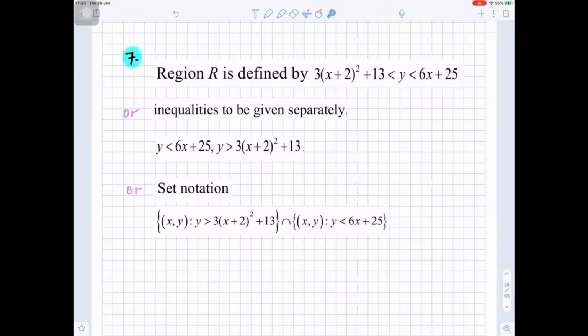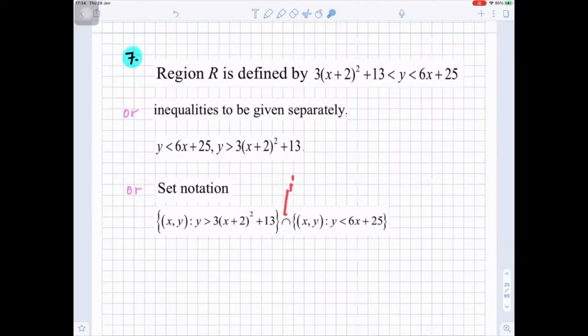Or you can do the inequalities separately. You don't have to put them together. You can do it separately. Y is less than 6x plus 12, that one I showed you, which is below the line. And y is greater than 3 bracket x plus 2 all squared plus 13, the one which is above that curve. Or you can give it in set notation: x, y, such that y is greater than the curve, above the curve, 3 bracket x plus 2 squared plus 13.